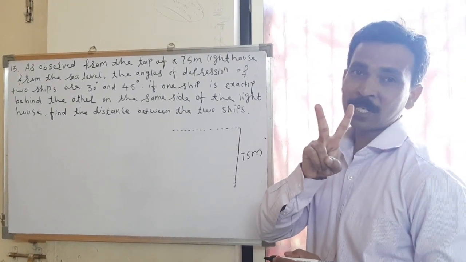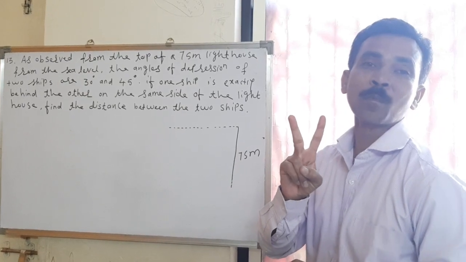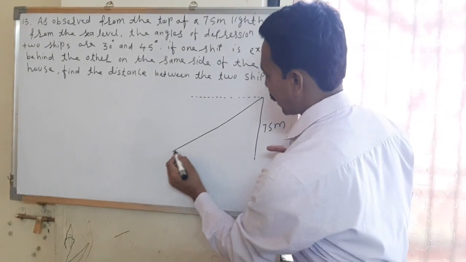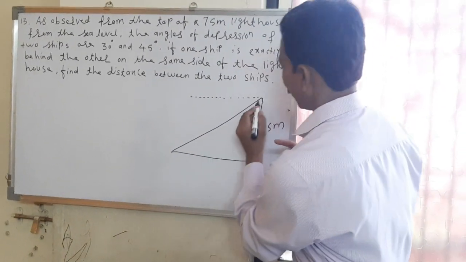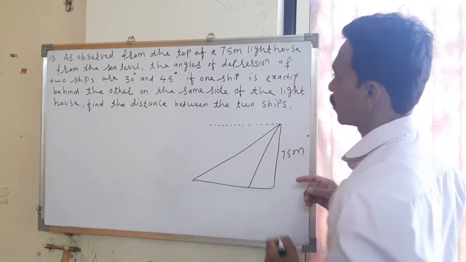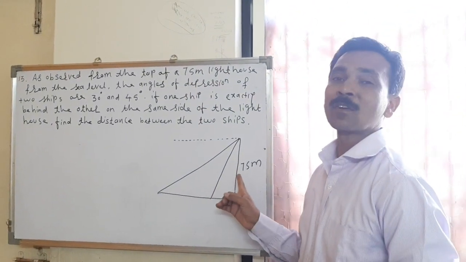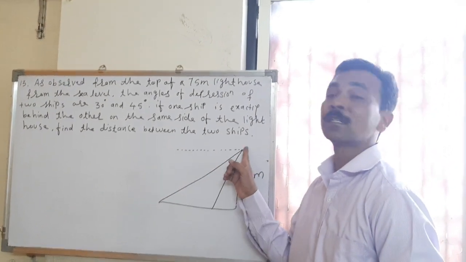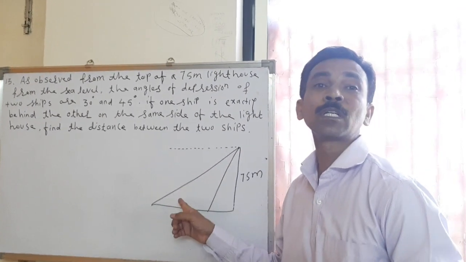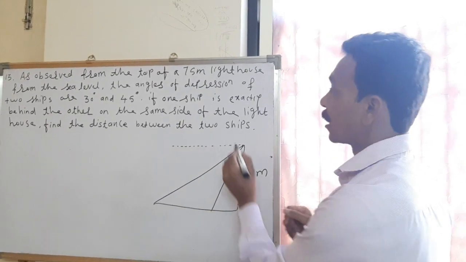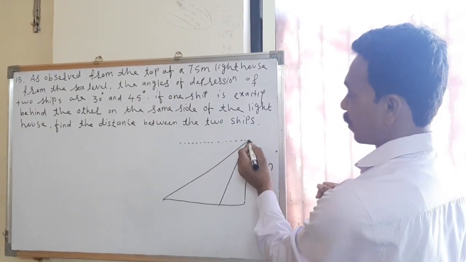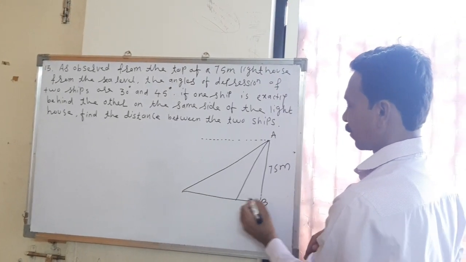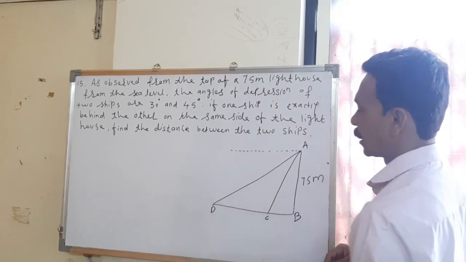As two angles of depression are there, two right angle triangles will be formed. Both will be alternate angles only. See, you have to draw like this. Another angle will be like this. Whenever it is an angle of depression, you have to show a dotted line, because it is at the top position. From the top we have to look at the bottom. From the top of the 75-meter lighthouse, let's call this AB. This is C, this is D.